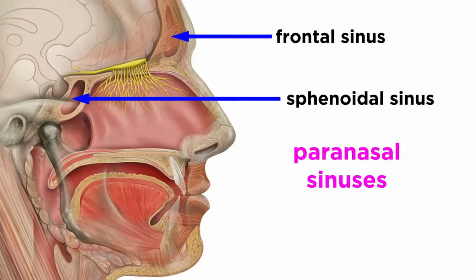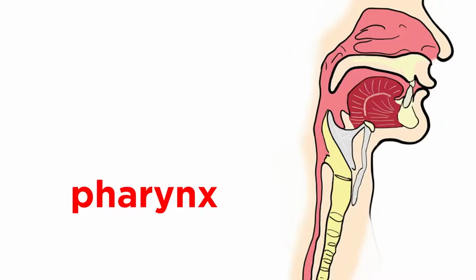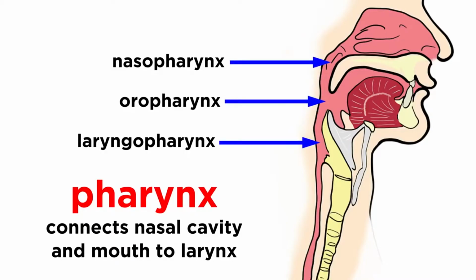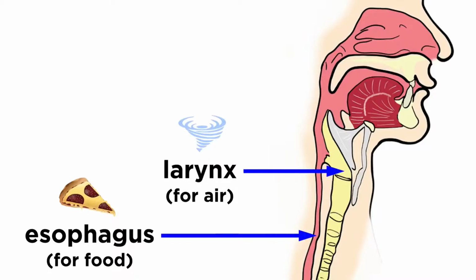The nasal cavity is surrounded by the paranasal sinuses, which produce mucus that flows into the nasal cavity. Next, we see the pharynx, or throat. This connects the nasal cavity with the mouth. This has three regions, the nasopharynx, the oropharynx, and the laryngopharynx. This passageway continues down into the esophagus when eating food, but as far as air goes, the next stop is the larynx, or voice box.